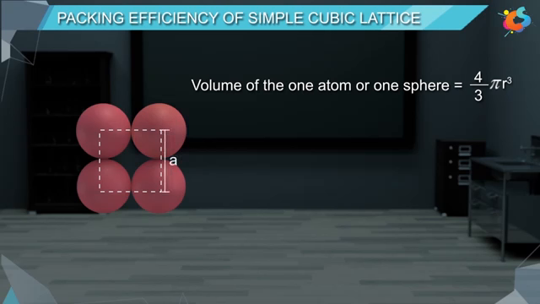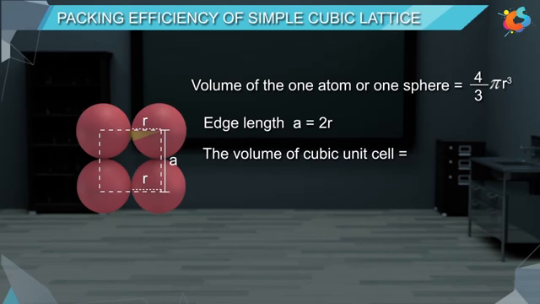Let a be the edge length of the unit cell and r be the radius of sphere. The spheres at the corners are touching each other. Then we have edge length a equal to 2r. The volume of cubic unit cell is equal to a³, which is equal to (2r)³, which is equal to 8r³.